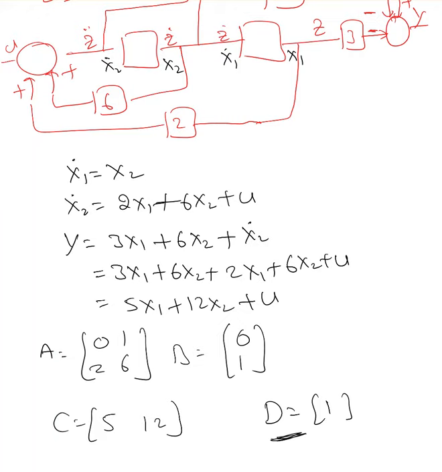Anyway, I will stop here with this example. With this, I'm done with the controllable canonical form. I'll start the other two methods in future videos.